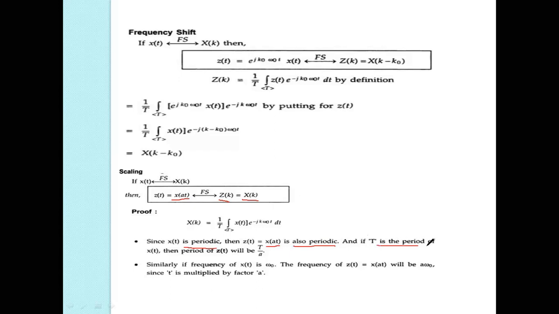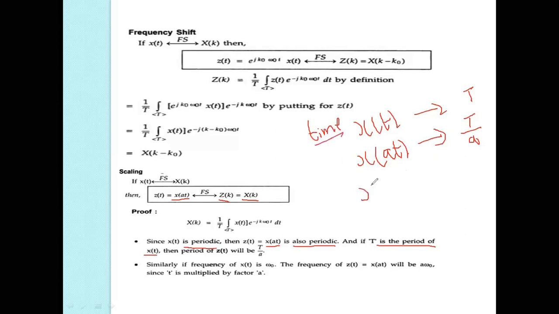If T is the period of x(t), so x(t) is a signal with time period T. Now I am taking x(at) as the signal, the scaling property, where a is the scaling for the time. What is the time period? T by a. When the time period is capital T for x(t), for x(at) the time period is T by a.